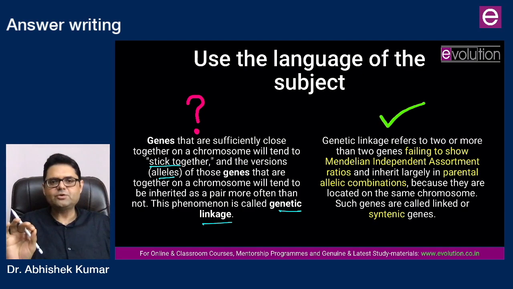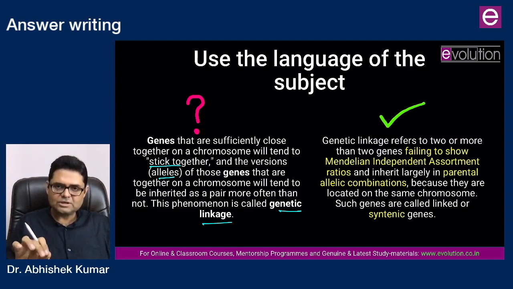This is a classic way of explaining scientific information in layperson's terms. In optional subject, you have to speak the language of the subject. The same does not apply when you are in general studies, but in optional subject, you have to stick to the vocabulary of the subject itself. So here we are. Genetic linkage refers to 2 or more than 2 genes failing to show Mendelian independent assortment. So Mendelian independent assortment is the language of genetics. So failing to show Mendelian independent assortment ratios and inherit largely in parental allelic combinations. So parental allelic combination is another term, because they are located on the same chromosome.